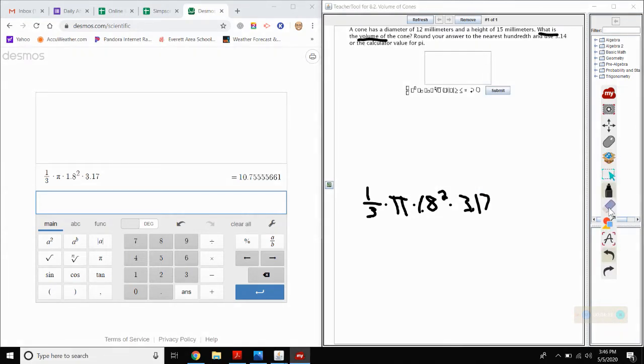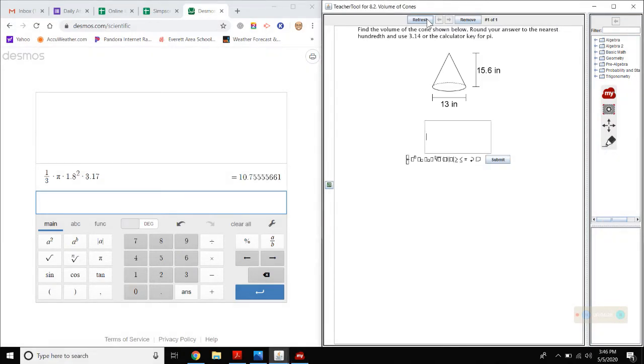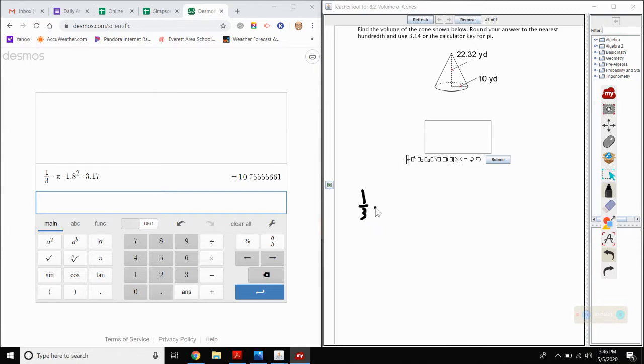Let's look at another one. I'm going to get another one that has a picture on it. There we go. I chose this one because, again, it already shows me the radius. It has half the dashed line, so I'm ready to put it in to my calculator. So that formula was 1/3 times pi times my radius, right there, 10 squared, radius squared, times my height, 22.32. I have my formula written out. So I'm ready to put it in the calculator.